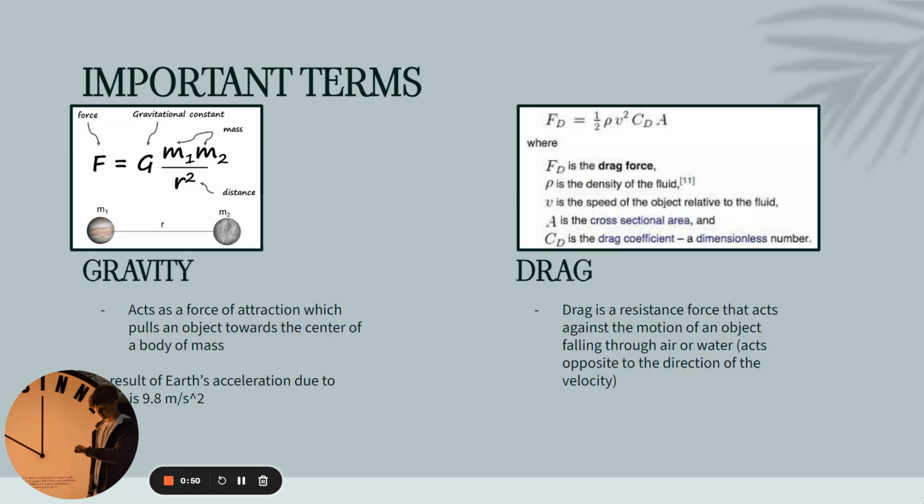Other important terms: gravity acts as a force of attraction which pulls an object towards the center of a body of mass. The result of Earth's acceleration due to gravity is 9.8 meters per second squared. Then drag is a resistance force that acts against the motion of an object falling through air or water, acting in the opposite direction of gravity.